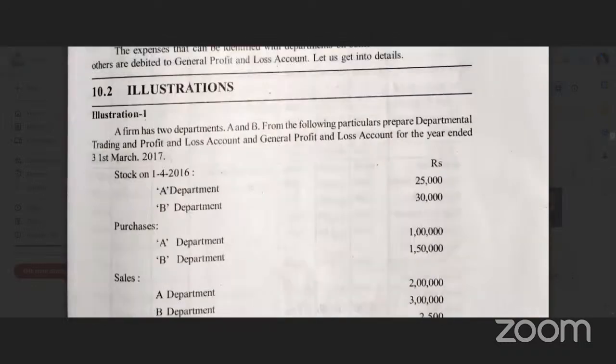See, in departmental accounts, what does it mean? I think many of you have attended Big Bazaar, Lensmart, D Mart. Yes or not? Yes. So in that you will find different departments. Groceries department, electronics, textile, costumes. Like that, different departments are there. Yes or not? Yes, ma'am.